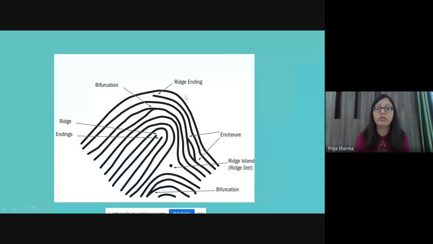These are the features that we will notice in a fingerprint pattern, like what is the location. It may be possible bifurcation is present in so many fingerprints, but what is the relative location of that bifurcation? What is the location of the ridge ending? So all those locations are noticed.